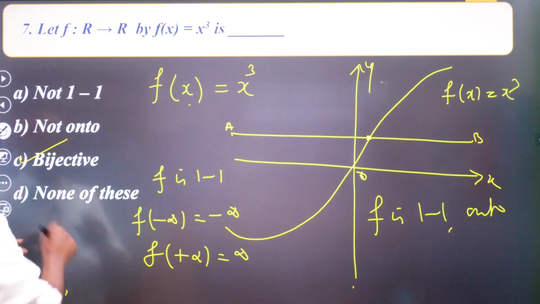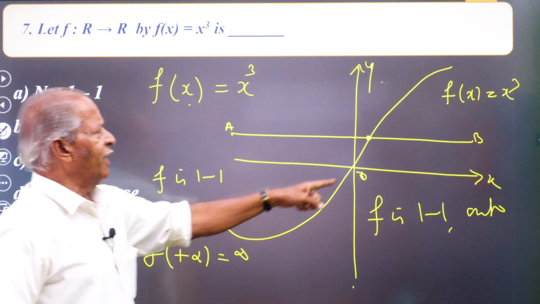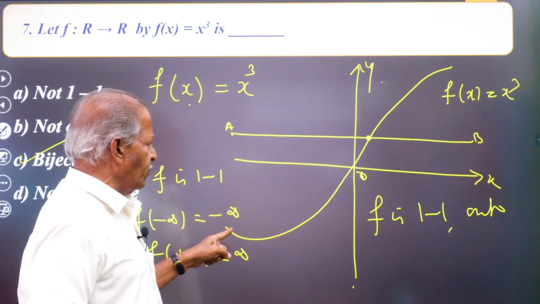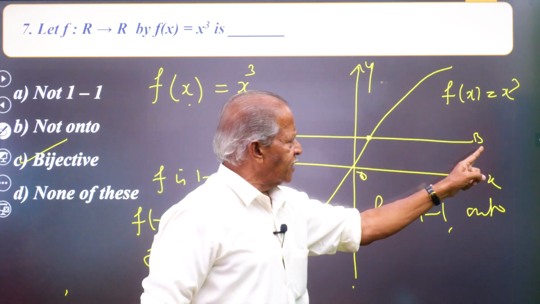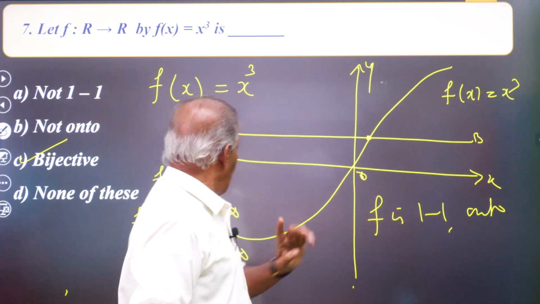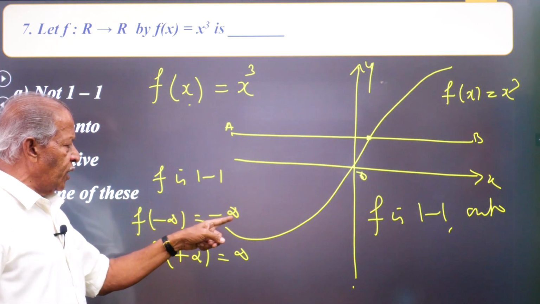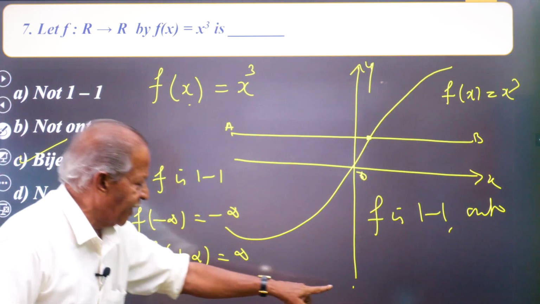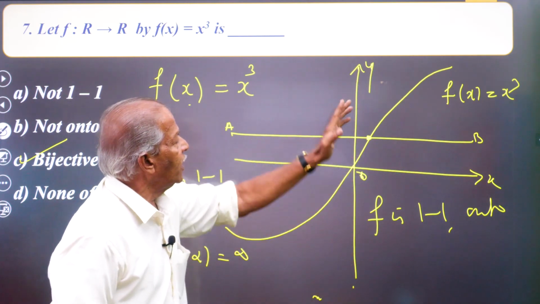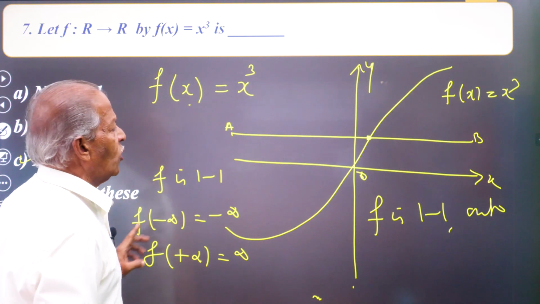And the next one, f of x equal to x cube. Draw the curve of x cube. Draw a straight line parallel to x-axis. It cuts the curve at only 1 point. Therefore, it is 1-1. And it is an increasing function also. F of minus infinity is minus infinity, f of plus infinity equal to infinity. It takes all values from here to here. That has pre-images, so automatically onto. This function is 1-1 onto.